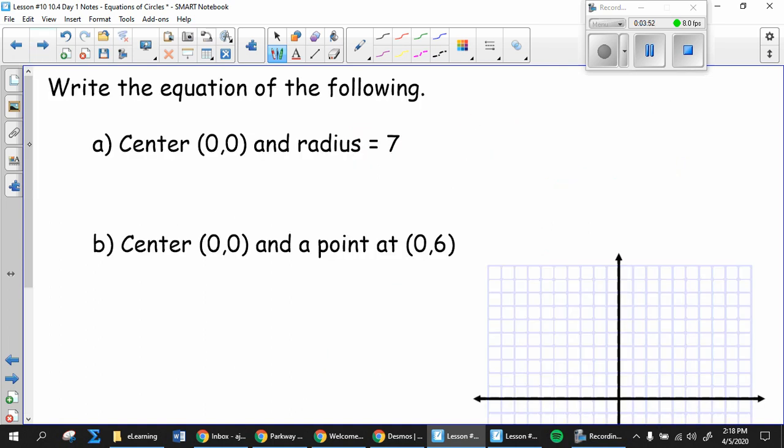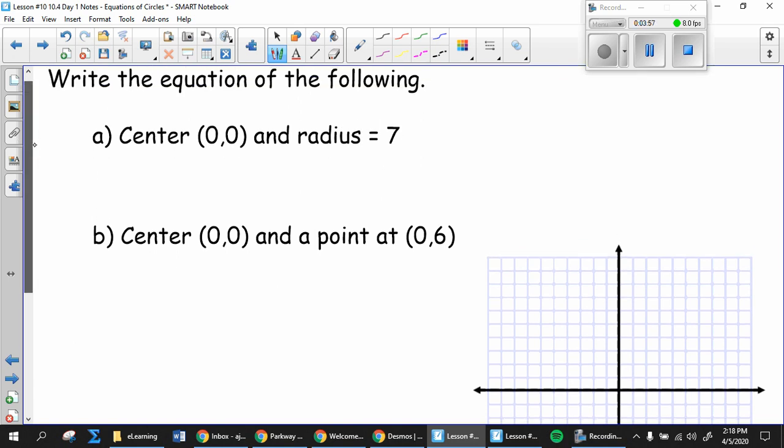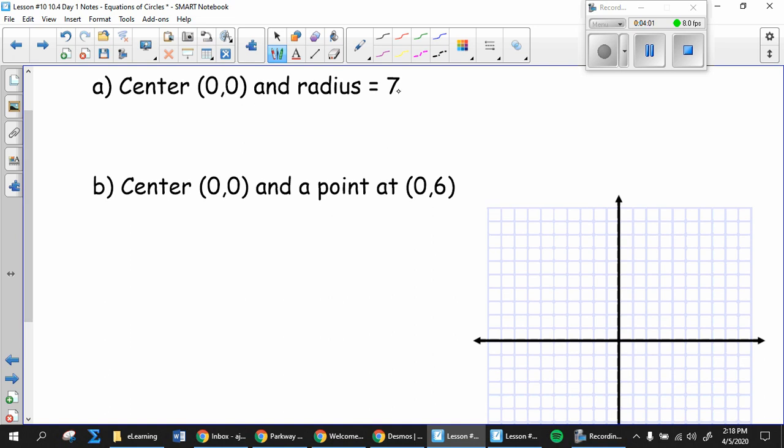All right, I want you guys to go ahead and do these 2 examples here. You're going to write the equation of each. You're going to write the equation if you have 0, 0 as your center and radius is 7, and then down here, 0, 0 with a point at 0, 6. So go ahead and try those 2 examples. Pause your video. When you're done, unpause your video, and I'll have the answers there.